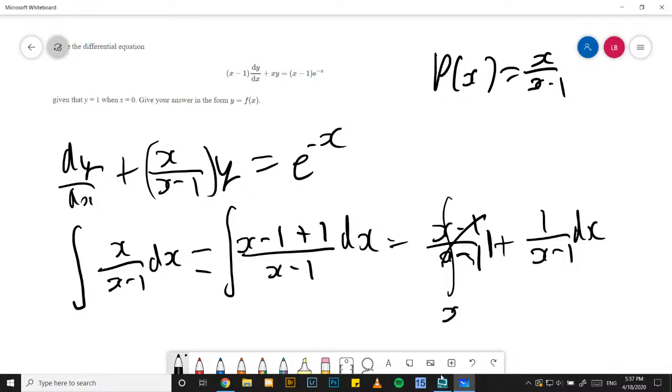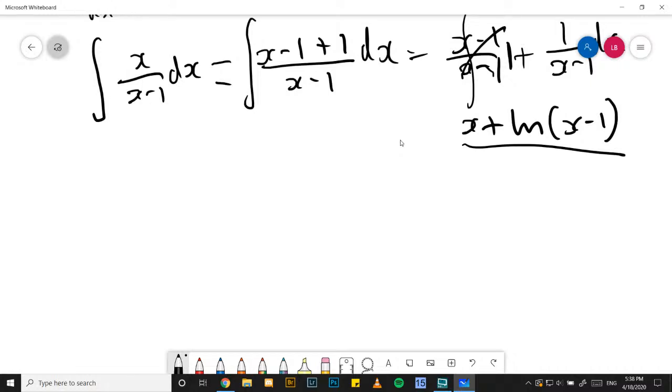So what that ends up giving you is x plus ln of x minus 1. Because the integral of 1 over x minus 1 is ln of x minus 1, and the integral of 1 is just x. So the integral is x plus ln of x minus 1. So the integrating factor is e to the power of that integral. So it's e to the power of x plus ln of x minus 1. That's what you need to multiply everything by.